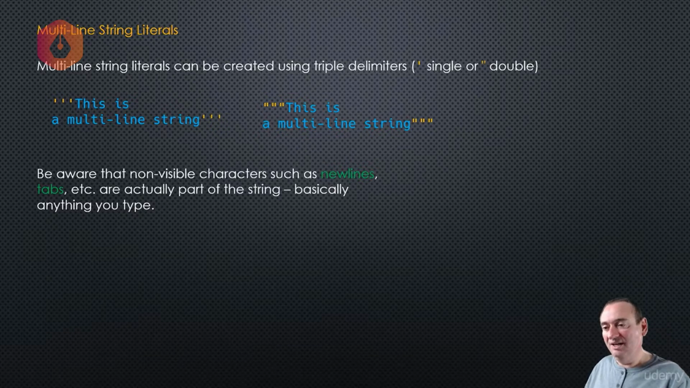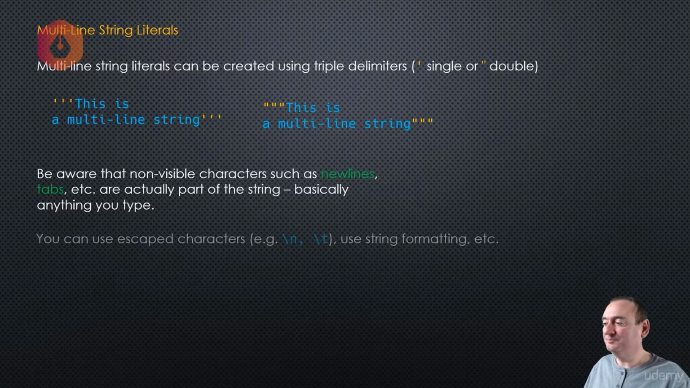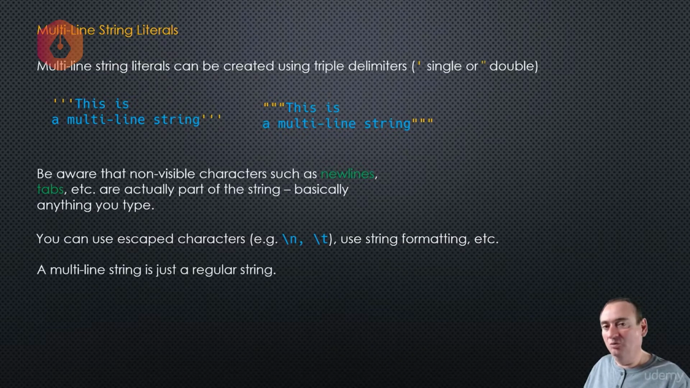So it's important, if you're trying to get a string that's formatted for display, that you don't type extra characters that allow you to line things up in your code but then don't line up when you print. And we'll see examples of that throughout this course. These are just regular strings, so you can use escape characters if you want, like \n, \t. You can use string formatting, you can apply the format method, you can do all that stuff. They're just normal strings. They're no different. So a multi-line string is just a regular string. The only difference is that the string content, that literal, can span multiple lines.